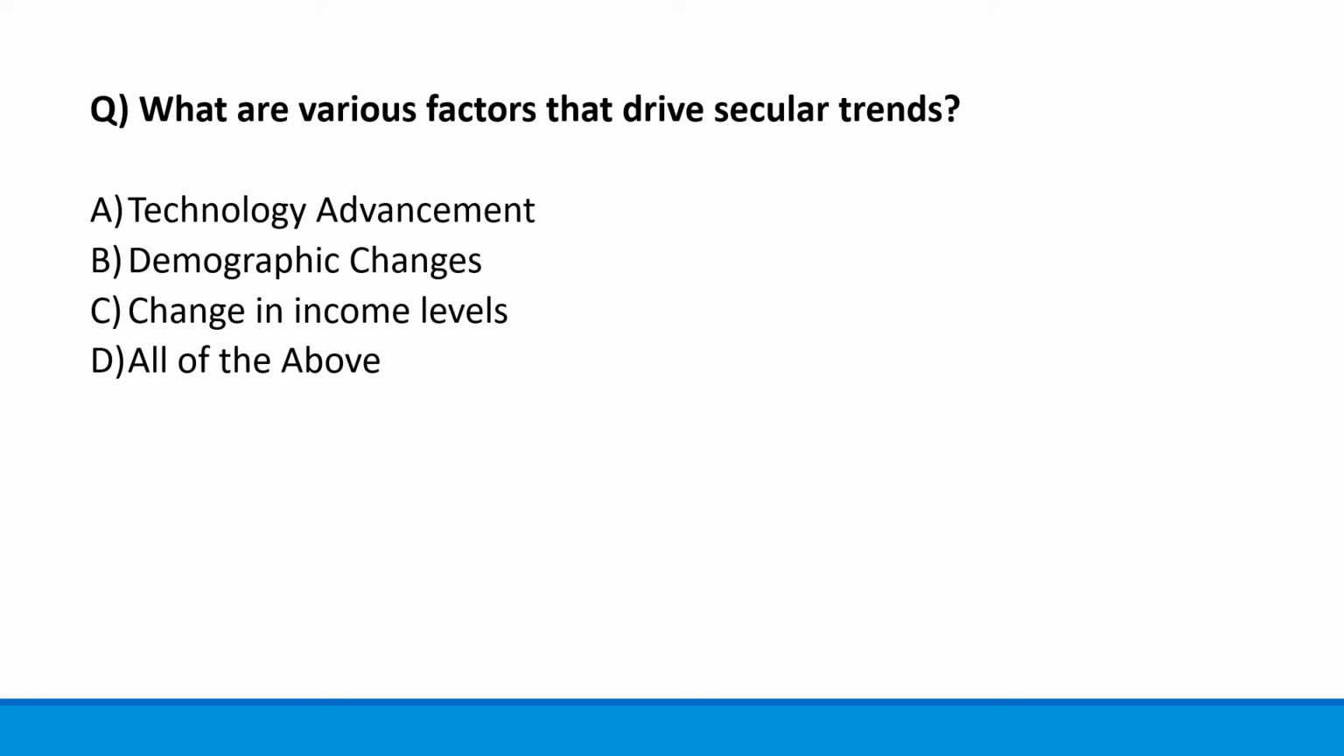What are the various factors that drive secular trends? Option A, technology advancement. Option B, demographic changes. Option C, change in income levels. And option D, all of the above. The correct answer is option D, all of the above.